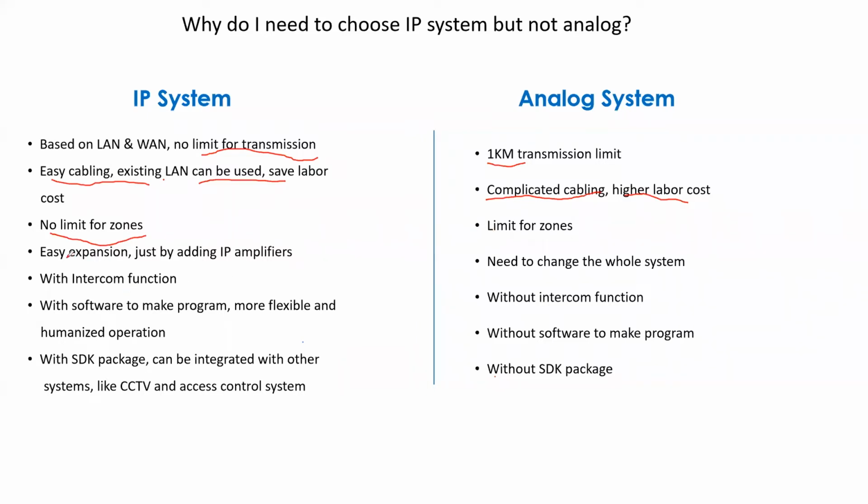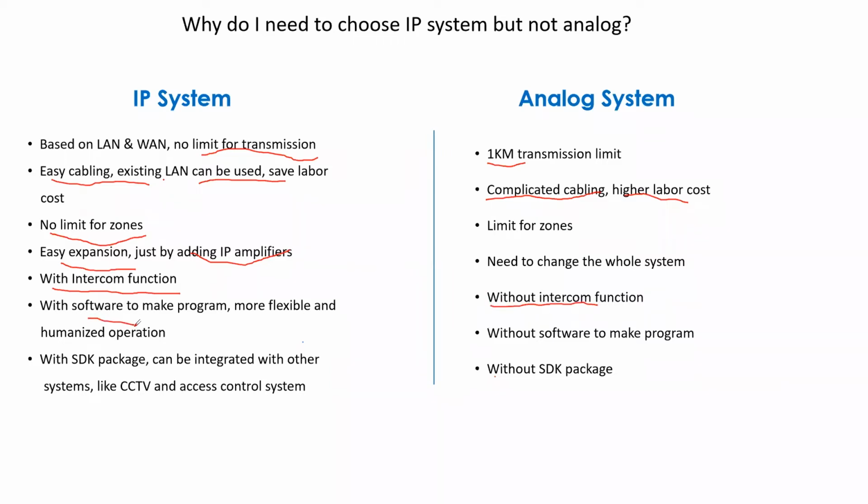And fourth, it's very easy to do the expansion, and you would just need to add one more device into the IP system, just that simple. But for an analog system, sometimes you may need to change the whole system to expand it. And for the IP system, we have the intercom function, which means you can use the intercom unit to have a phone call. So you can use the intercom to communicate with the control rooms, something like that. And for an analog system, there is no intercom.